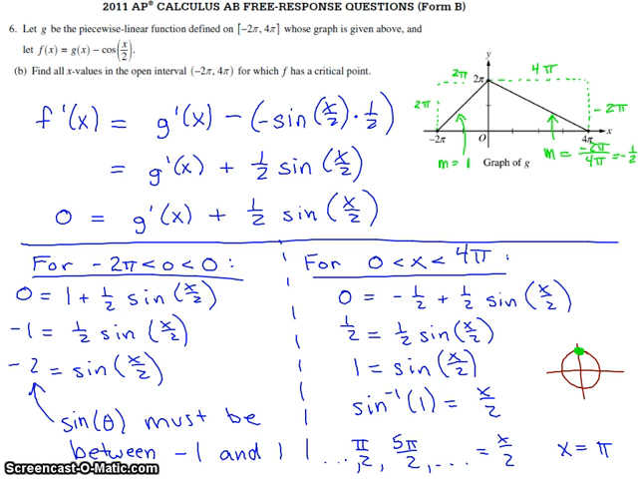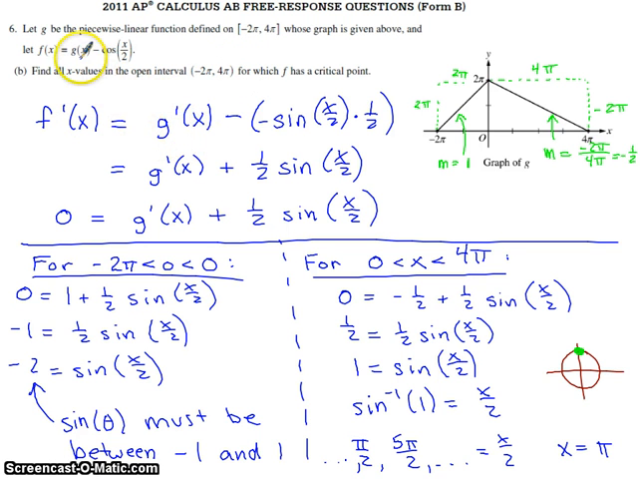In part B, and this is probably the trickiest part of problem number 6, you are asked to find all of the critical points of f between negative 2 pi and 4 pi. So a critical point is going to be any point where your derivative is undefined or any point where your derivative is equal to 0. So before we can do either of those things, we need to find our derivative.